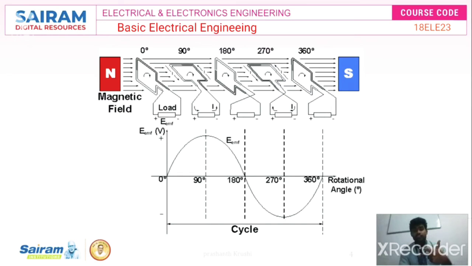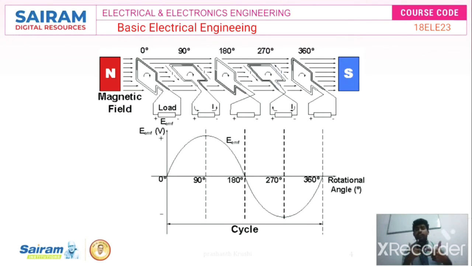These three fingers, the thumb, forefinger and middle finger, are mutually perpendicular to each other, right? The thumb shows the motion of the conductor, the forefinger shows the magnetic field, and the middle finger shows the induced current, right? That is Fleming's left hand rule. Compared to the right hand rule, the thumb and forefinger are the same: motion of the conductor, and the magnetic field must be there.